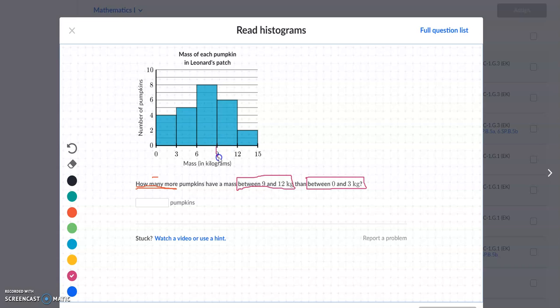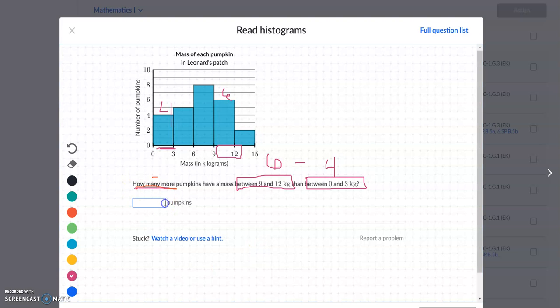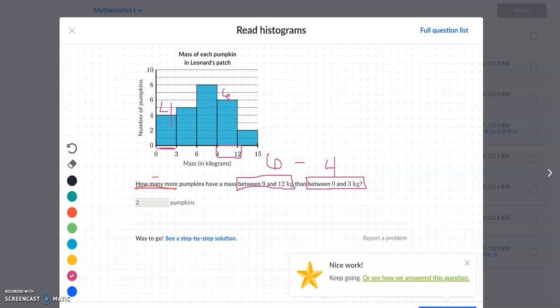So that's this one here, and that height is 6. Then between 0 and 3, that's here, which has a height of 4. So this is going to end up being 6 minus 4, because we had how many more? That's subtraction. So 6 pumpkins minus 4 pumpkins is 2 pumpkins. And let's hit check. All right.